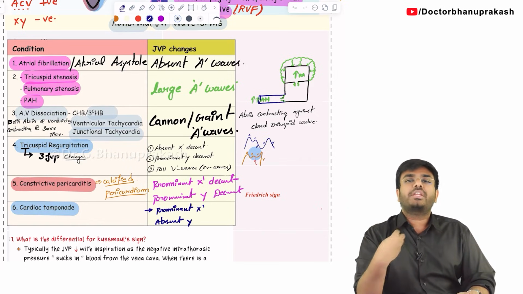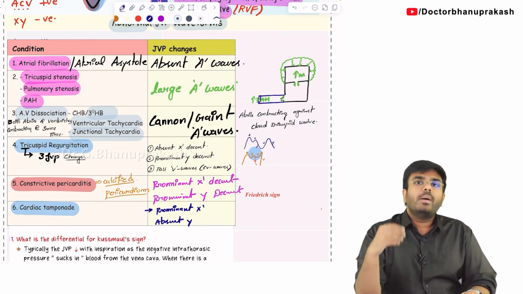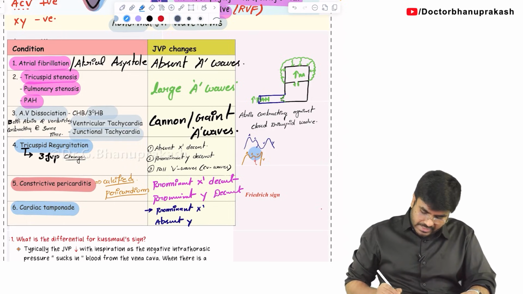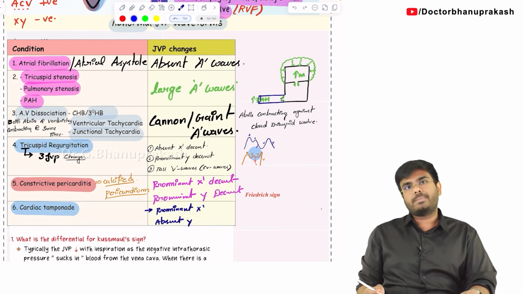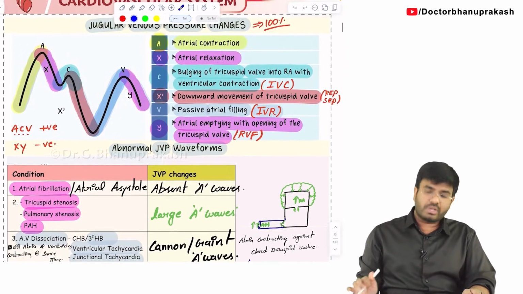In a patient with constrictive pericarditis, both prominent X, prominent Y. In a patient with cardiac tamponade, prominent X, absent Y. So this is a recent question which was asked in the exam. Absent Y descent is going to be seen in cardiac tamponade patients. Okay, done. Now after this, what else should I teach you regarding the jugular venous pressure changes?